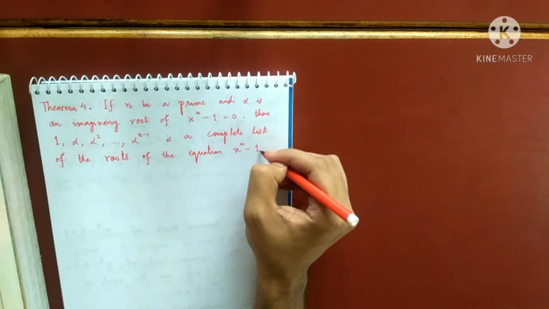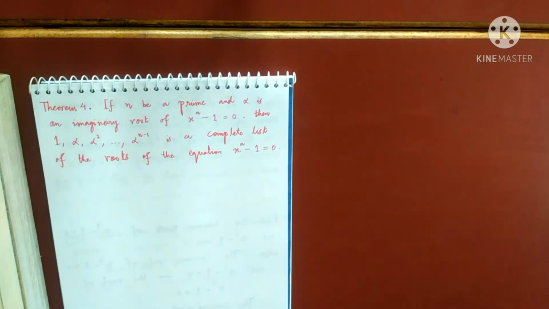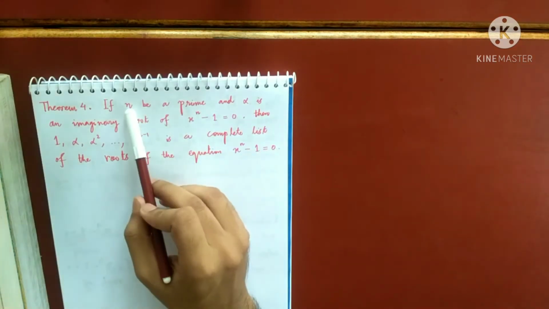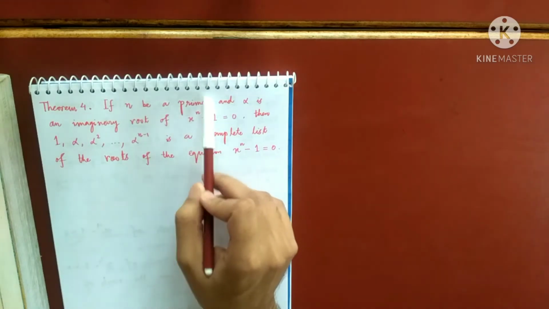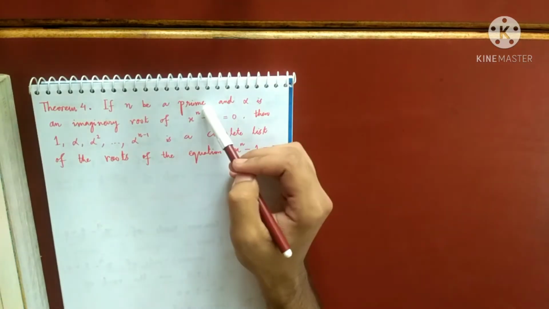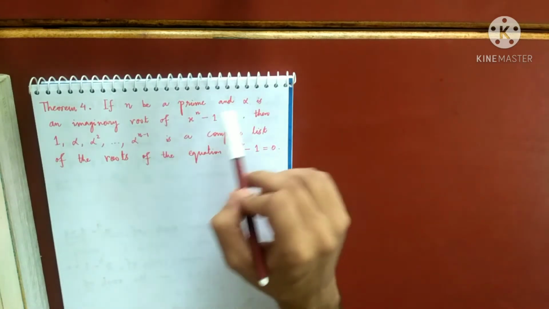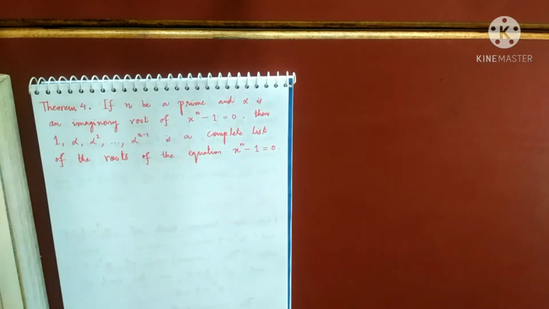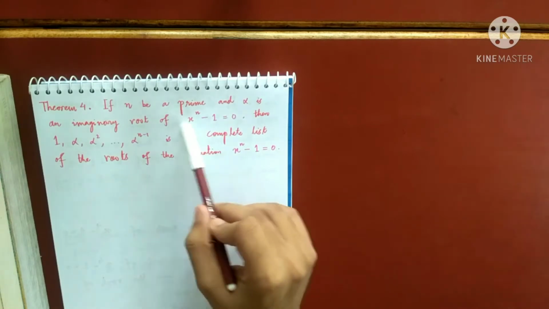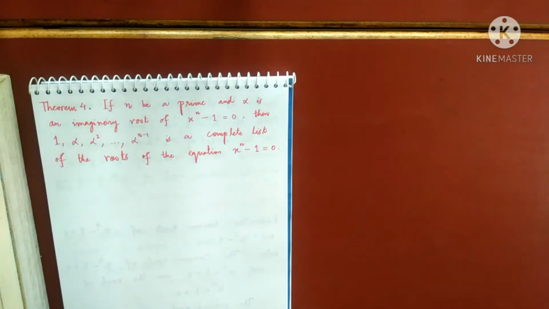This will be very much essential while doing the sums. So remember what this theorem says. This power must be a prime number, this is very much required. If n is not prime, then the theorem may not hold. We'll see a counter example later on. So if n is a prime number, you take any imaginary root of this equation.